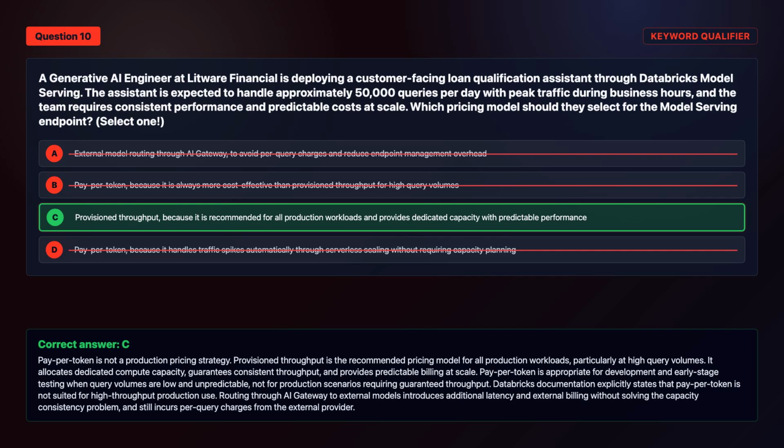Pay per token is appropriate for development and early-stage testing when query volumes are low and unpredictable, not for production scenarios requiring guaranteed throughput. Databricks documentation explicitly states that pay per token is not suited for high-throughput production use. Routing through AI gateway to external models introduces additional latency and external billing without solving the capacity consistency problem, and still incurs per query charges from the external provider.